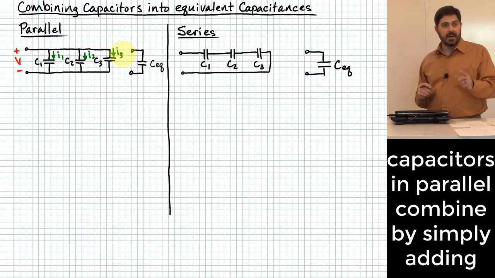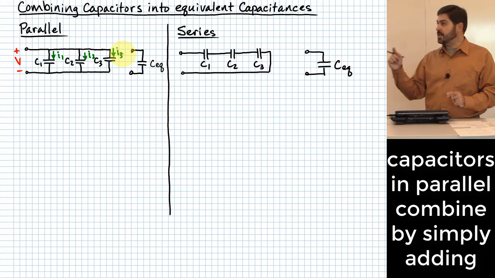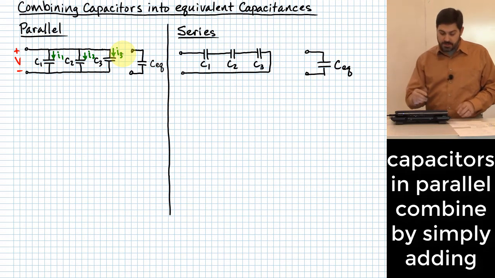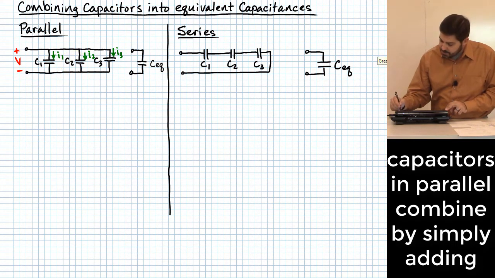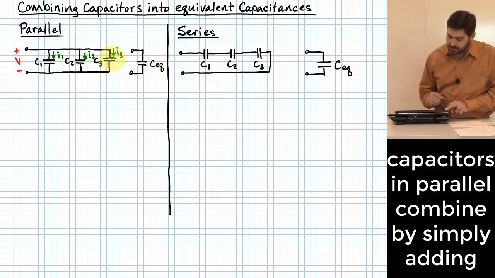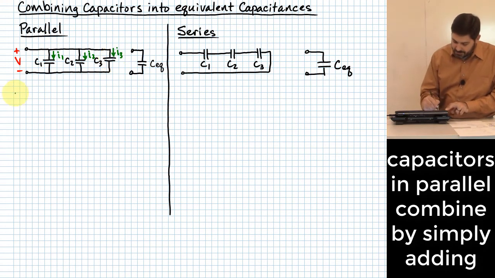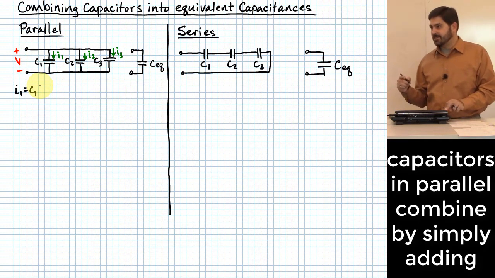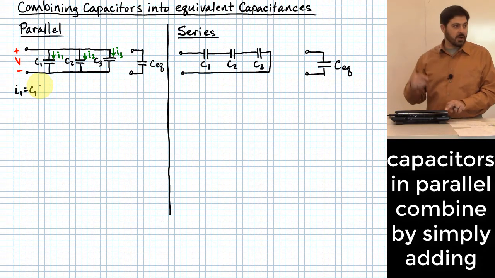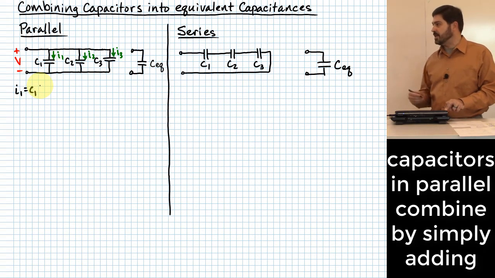I is equal to C dV dt. That equation holds individually for each one of these capacitors. So I can write three different equations based on what I've written up here so far. One of them is that I1 is equal to C1 times what? I could say dV1 dt, but remember the voltage is the same across all of them, so instead of trying to define a new voltage like V1, I'll just say dV dt.